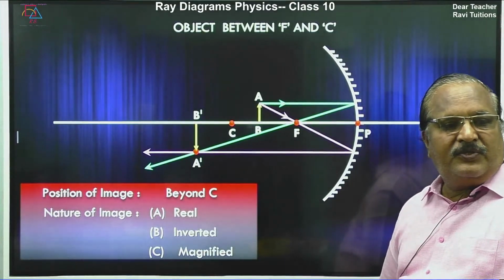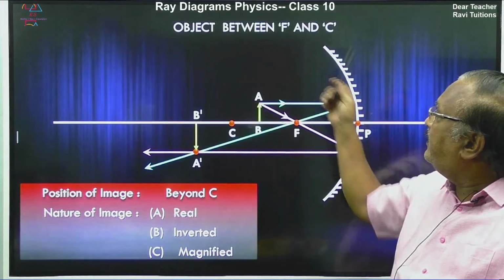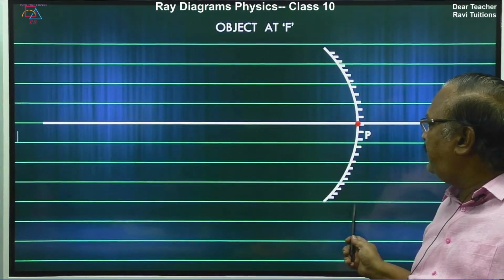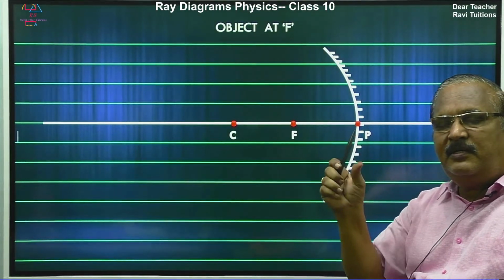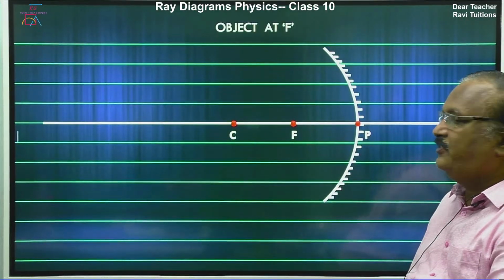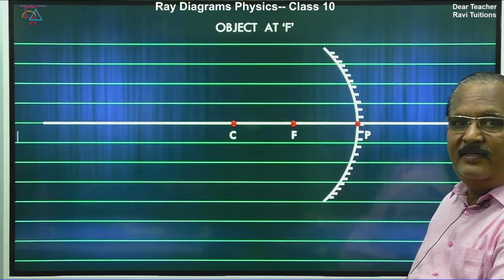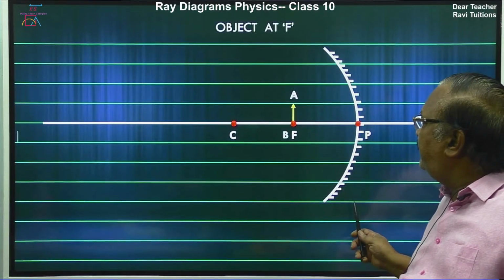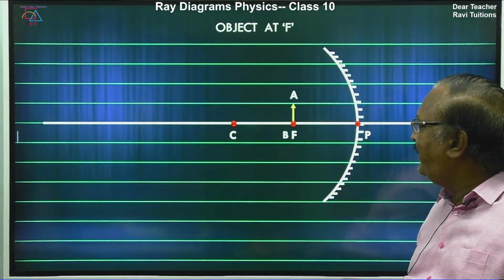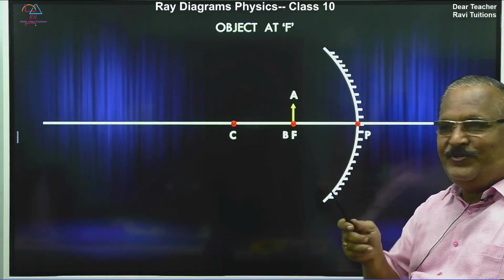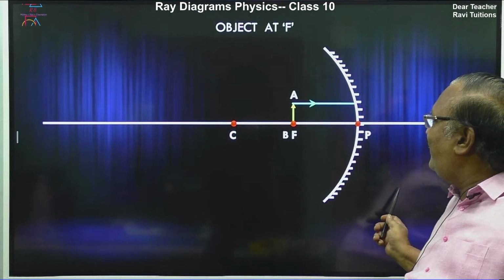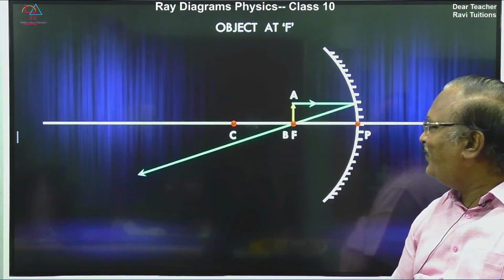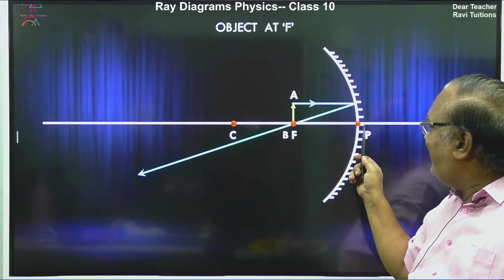So this is how it comes between F and C. Let us see at F. Again draw the concave mirror setup. You will definitely have a protractor, so it is easy. Use the protractor to draw the ray diagrams. Then the object is kept here. In this case also you draw a parallel line, it will go through this only. Now one more line, how will it go? You draw here and it will come like this.